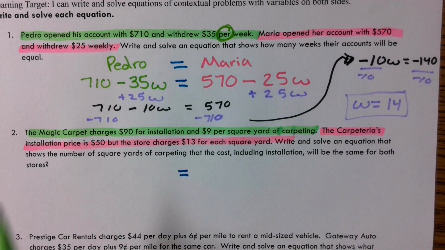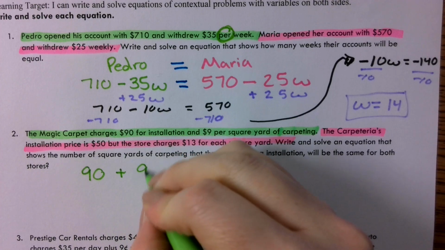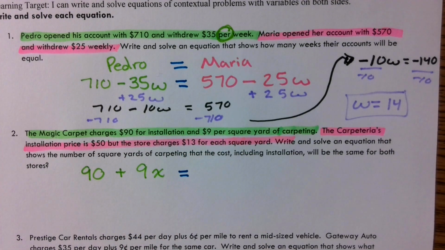Okay. Magic carpet. What is the expression going to be for magic carpet? If magic carpet is $90 for installation and $9 per square yard. 90 plus 9x. Very good. 90 plus 9x, or whatever variable you decided to use. You just have to make sure that the variable is consistent throughout the rest of the problem. Okay. What about for carpeteria? What is carpeteria's expression going to be? Brooklyn.